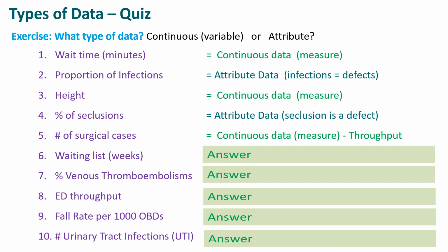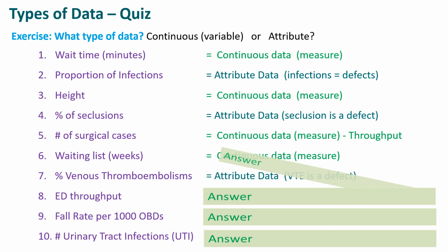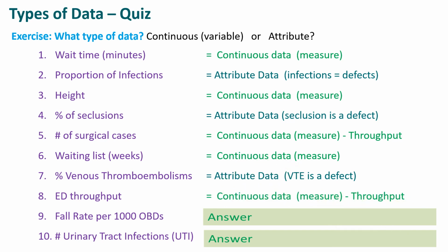So waiting list in weeks, is this continuous or attribute data? This is continuous data as it's a measure. Percentage of venous thromboembolisms. Is this continuous or attribute data? It's attribute data as VTE or venous thromboembolism is seen as a defect or a non-conformity. Emergency department throughput. Is this continuous data or attribute data? The answer is it's continuous data as throughput is a measure.